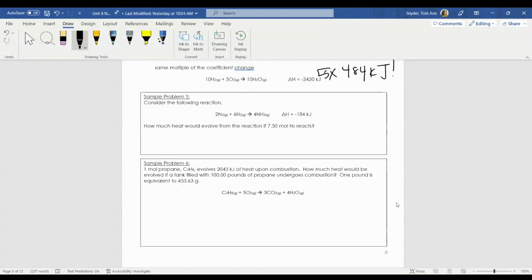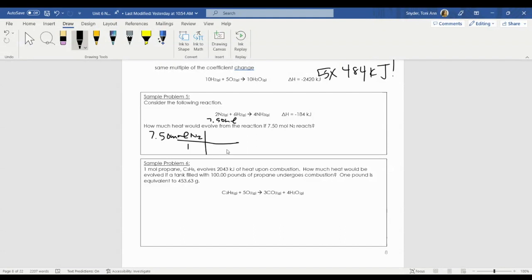Let's go ahead and take a look at these 2 sample problems here. So consider the following reaction. All right, I got some production of ammonia right there. How much heat would evolve from the reaction if 7.50 moles of nitrogen reacts? Okay, so I'm going to start off with 7.50 moles of nitrogen.